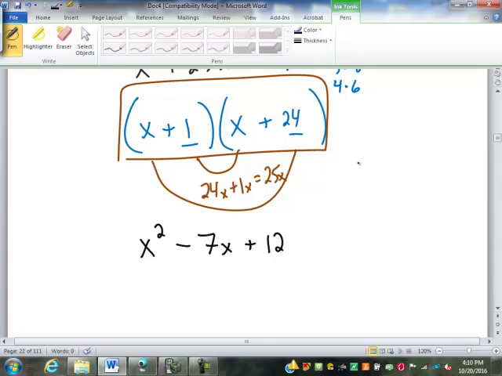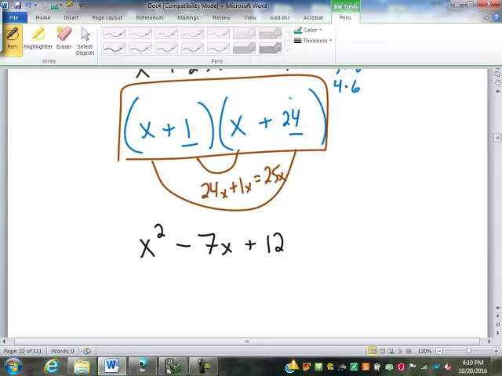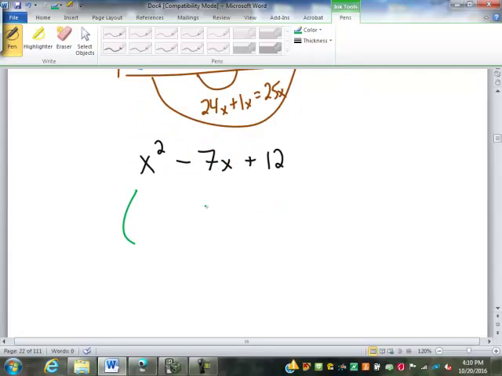This one here is not a lot more difficult. It looks weird because what's different about it? There's a negative. It's a negative 7x there. Process is still the same. First of all, are there any common factors? No. It's still 3 terms, so we're going to do FOIL in reverse.